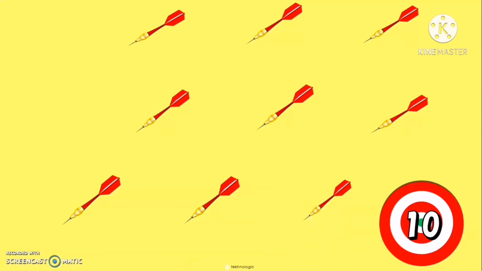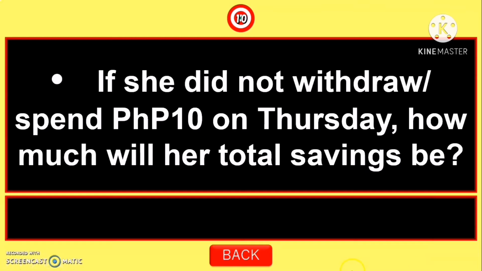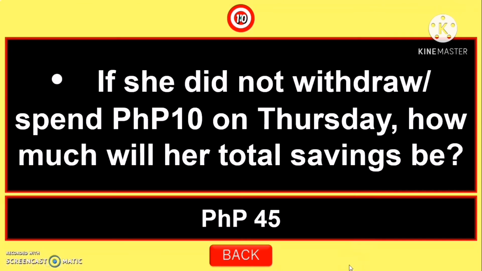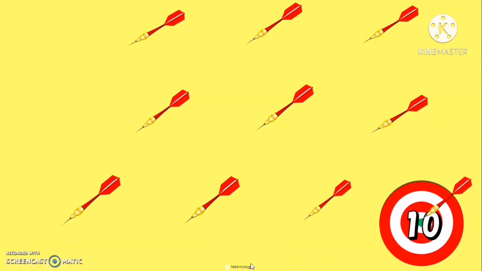Last question, please read. Looking back on the number line, from positive 35, you will move 10 steps to the right side. So your point will be moved to 45. Therefore, we can say that if Jada did not spend 10 pesos on Thursday, she will have a total savings of 45 pesos in 1 week.